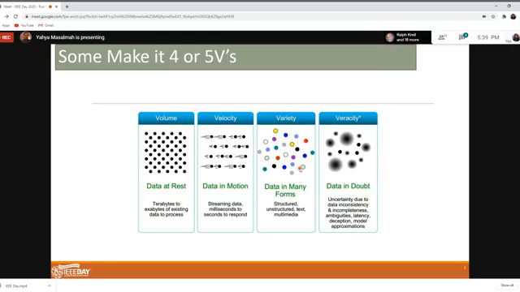As I said, we are talking about 4. Some people classify it as 5. If we look at volume, it's like data at rest. What is the storage needed to have or to store this data? So terabytes to exabytes of existing data to process. These are static, or at rest.